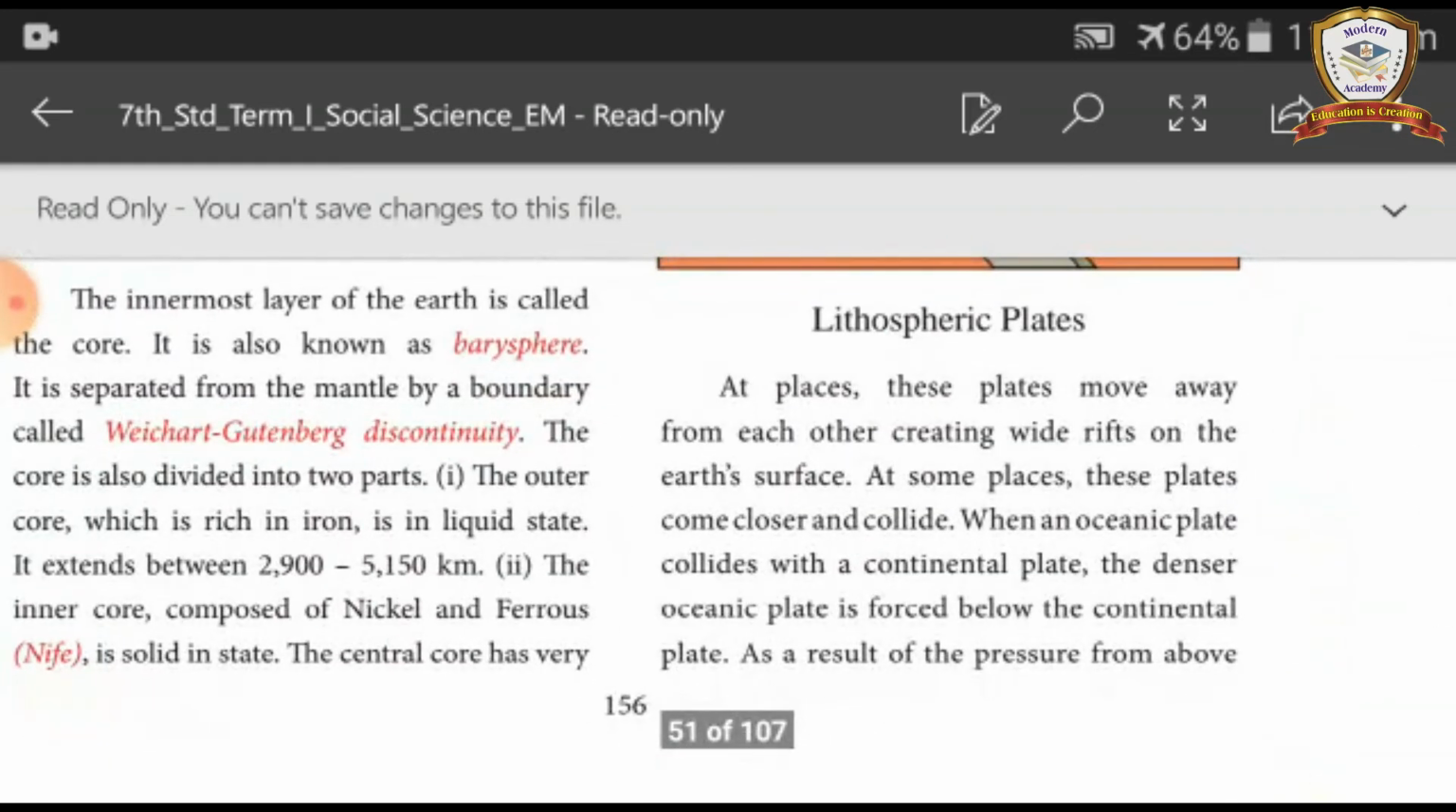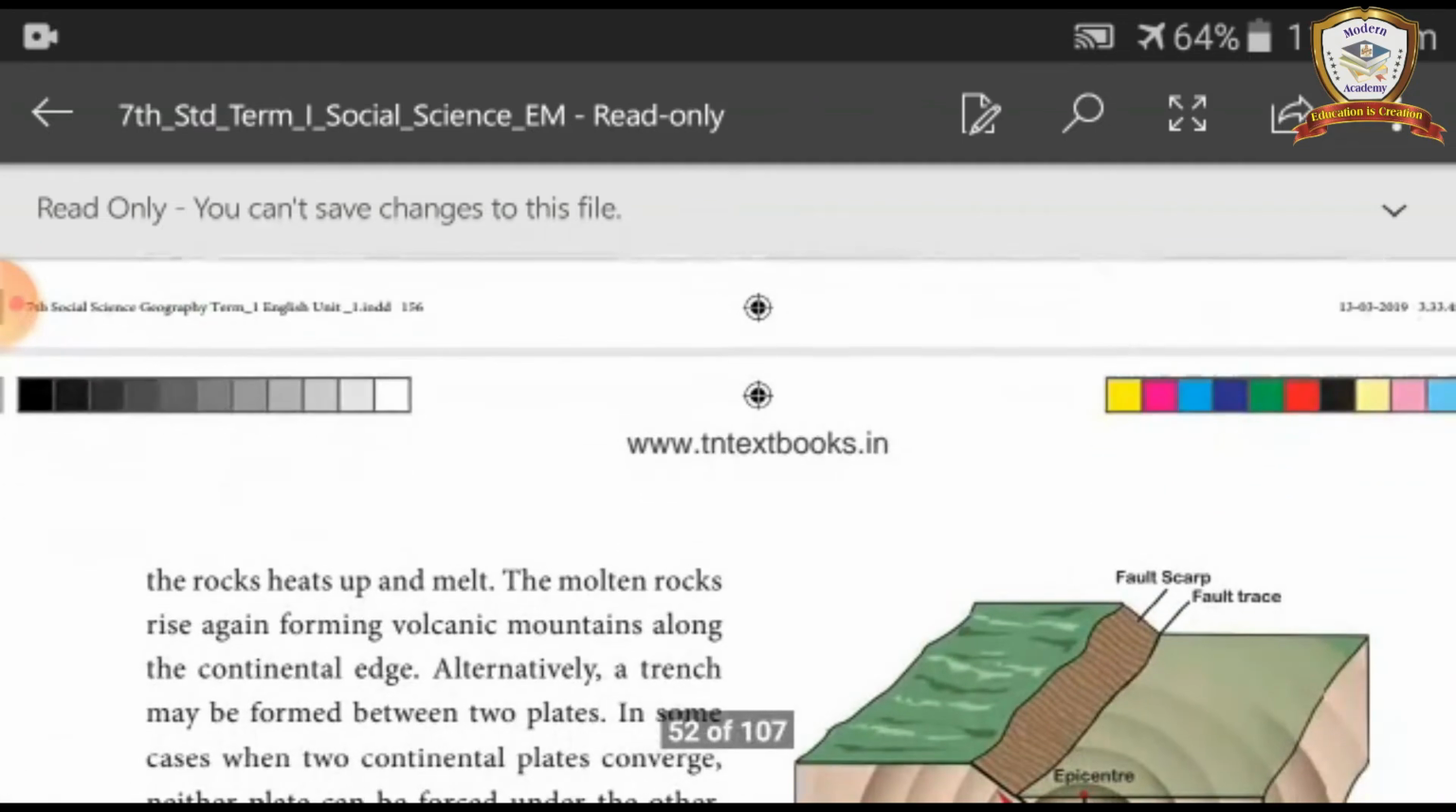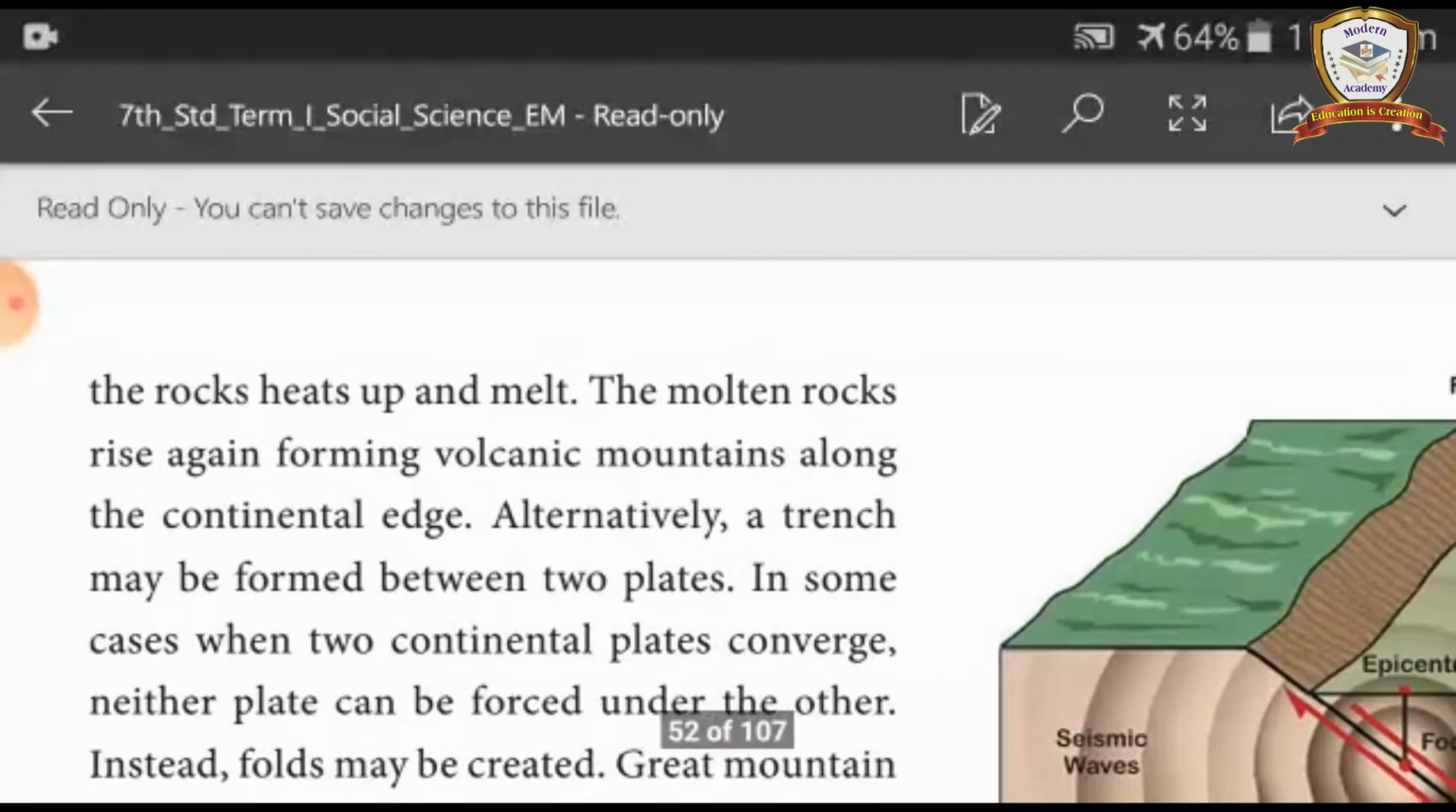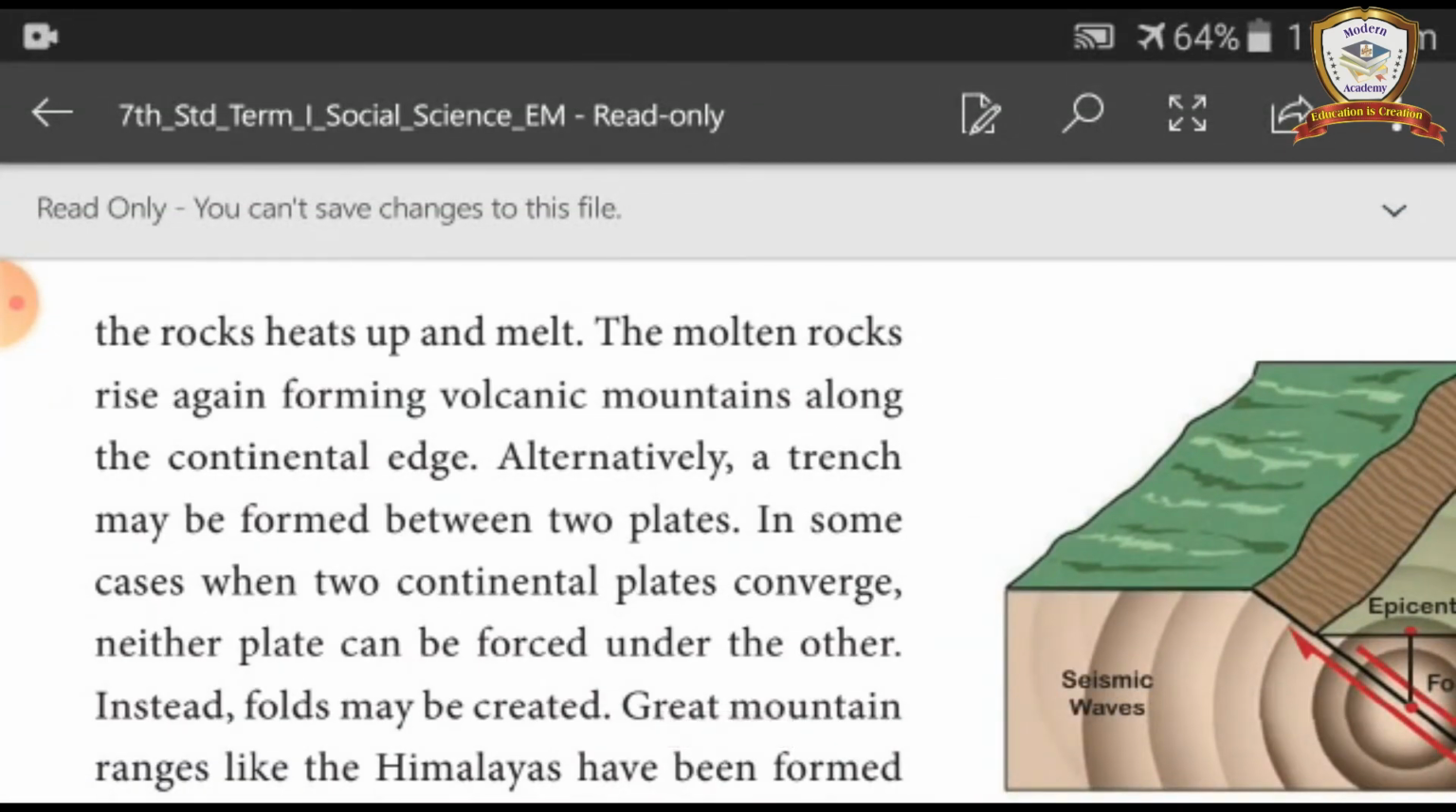At places, these plates move away from each other, creating wide rifts on the earth's surface. At some places, these plates come closer and collide. Where an oceanic plate collides with a continental plate, the denser oceanic plate is forced below the continental plate. As a result of the pressure from above, the rocks heat up and melt. The molten rocks rise again, forming volcanic mountains along the continental edge.